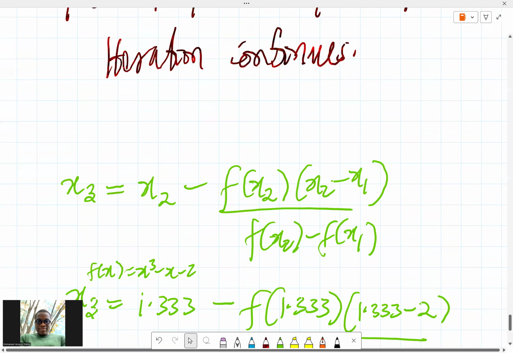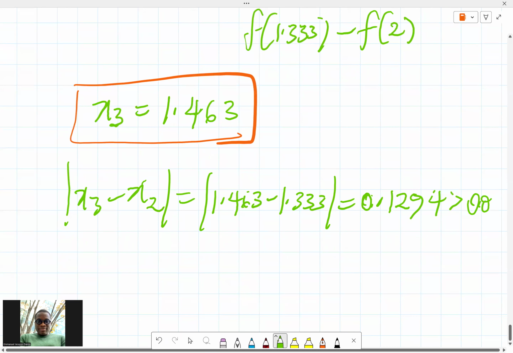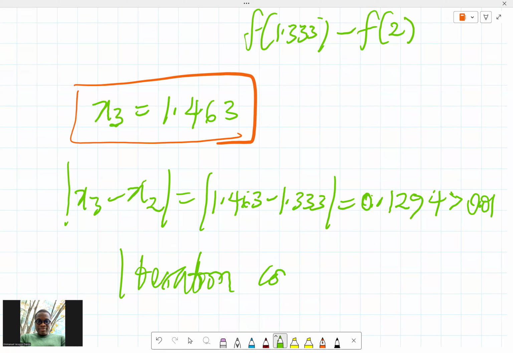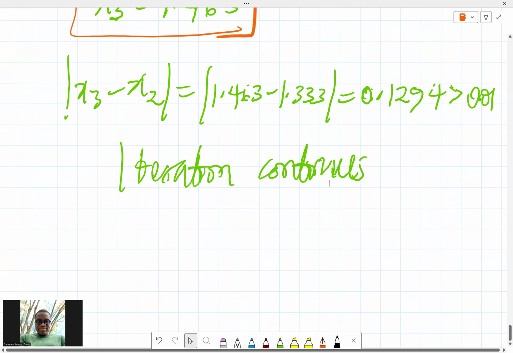This is greater, right? So this is greater than 0.01. So it means we have not arrived. So what happens? Iteration continues. So now we go for the next one, which is x4.